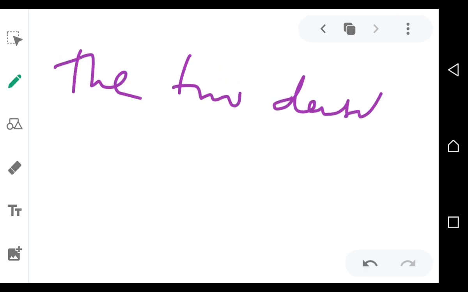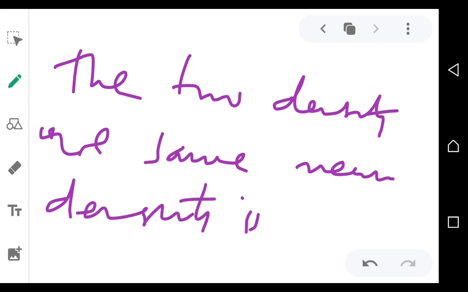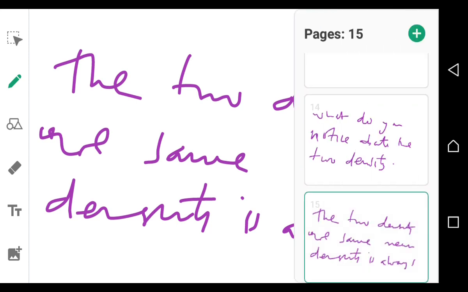They are all the same. The two densities are the same. You see, all of them are 30. The density of 3 marbles is 30. The density of 1 marble is 30. The two densities are the same, meaning density is always constant.